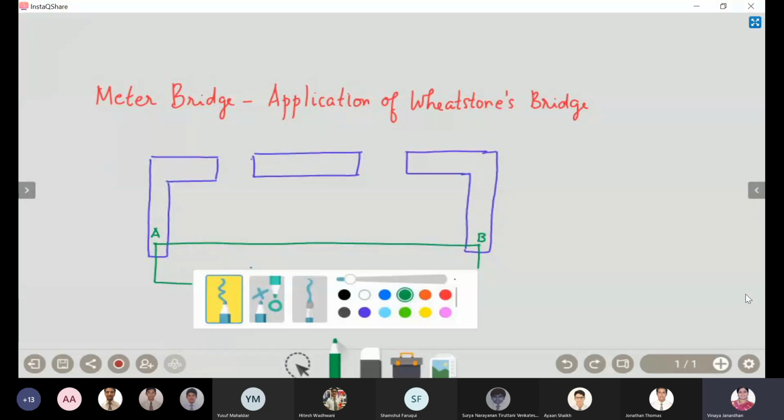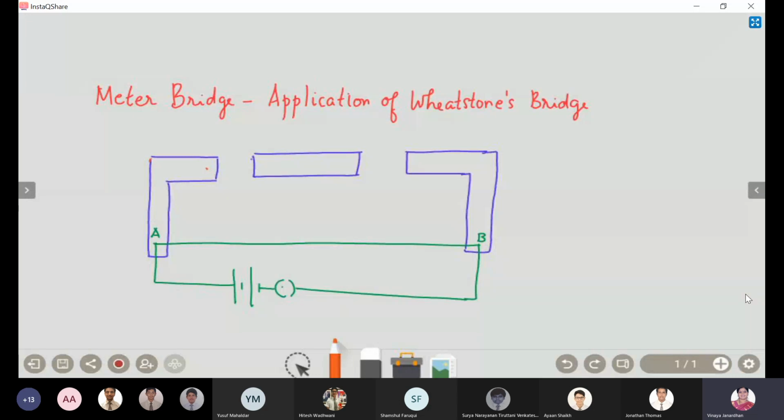Then the value of this resistor R is connected across the left gap. Then you have a right gap. In this right gap, you are connecting a wire whose resistance you need to find. Let me put it as X.